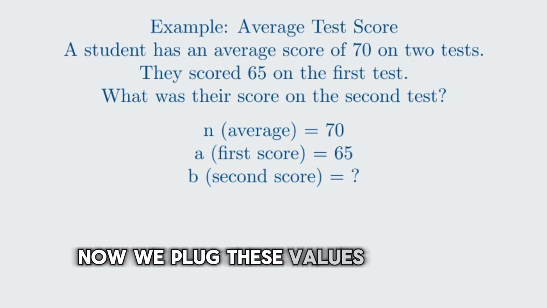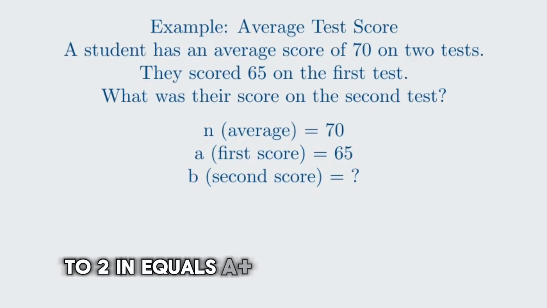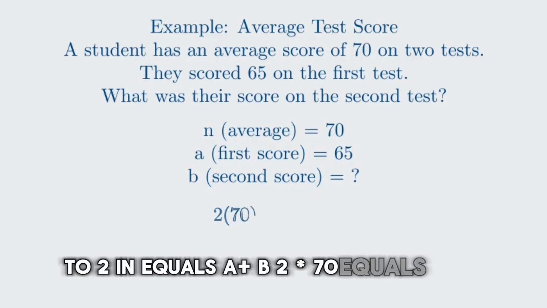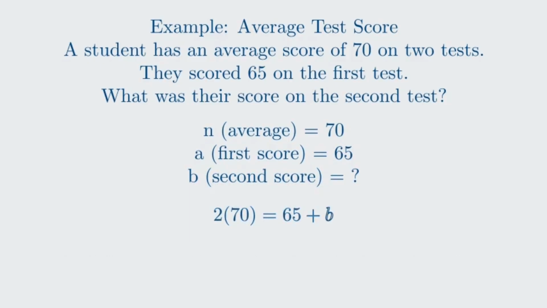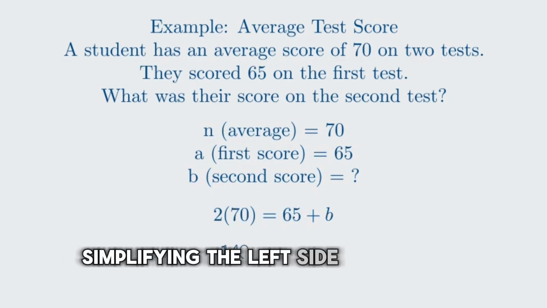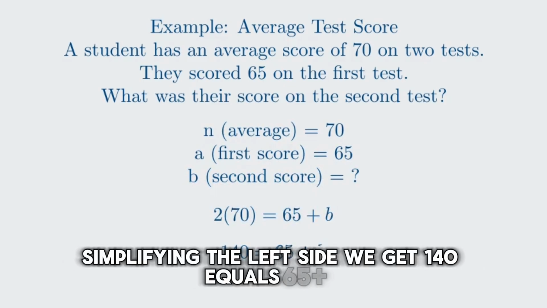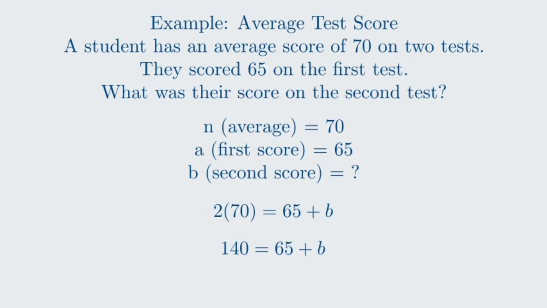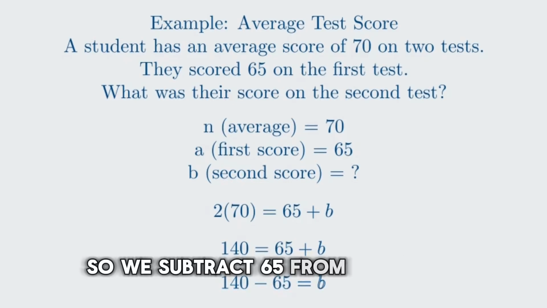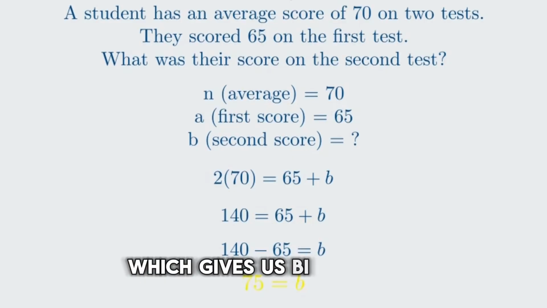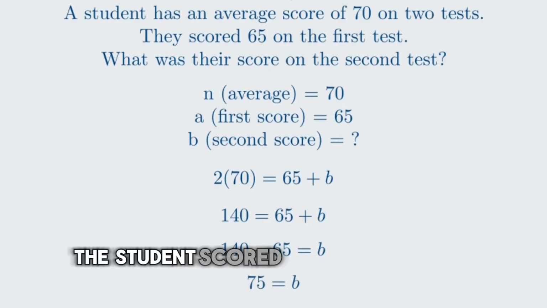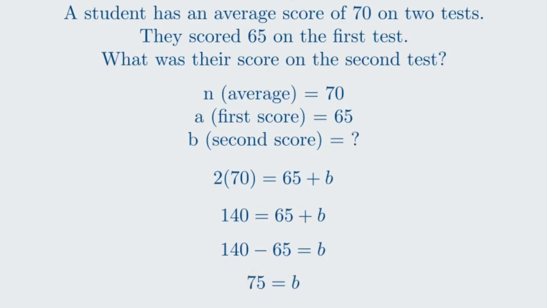Now we plug these values into our equation, 2n equals a plus b. 2 times 70 equals 65 plus b. Simplifying the left side, we get 140 equals 65 plus b. Our goal is to isolate b, so we subtract 65 from both sides, which gives us b equals 75. The student scored 75 on the second test.